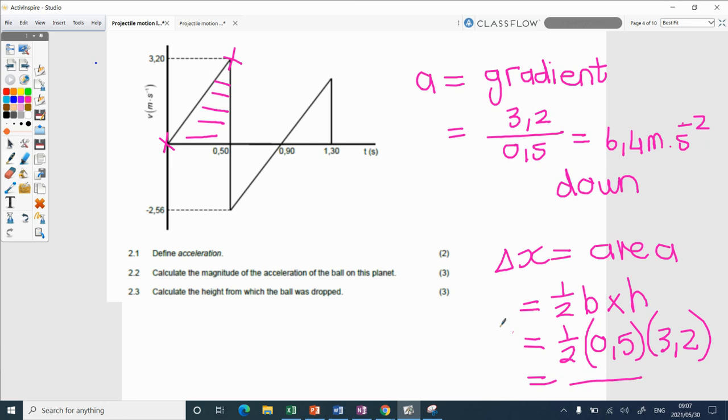And there we go, there's our answer. Again, it's height. So do you have to say a direction here? No, but it's a nice habit to say it was dropped from a height of 10 meters, or whatever the answer is.